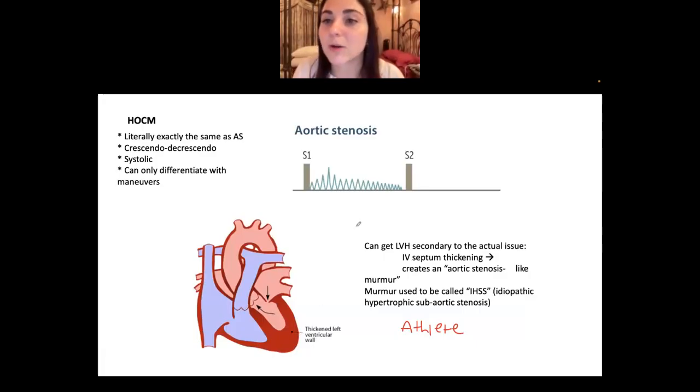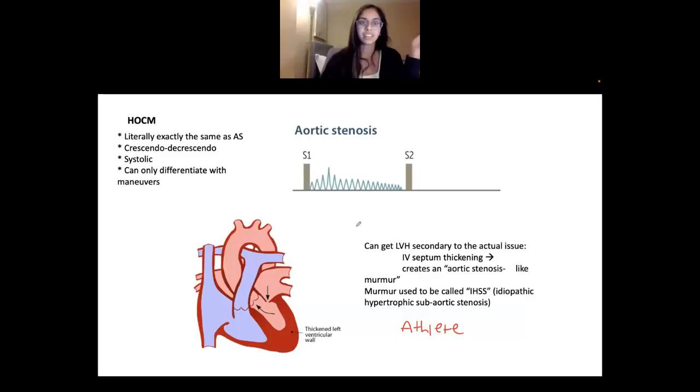Wait, I have one more question because I got this wrong. This is what I got wrong yesterday. I just thought decrescendo-crescendo was aortic stenosis, but is there any way to tell them apart just by age or anything else?